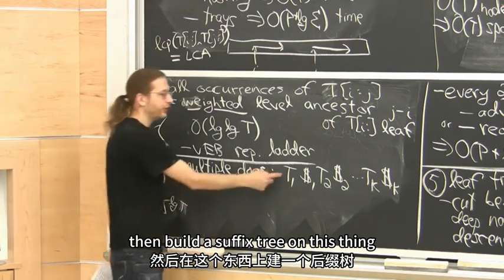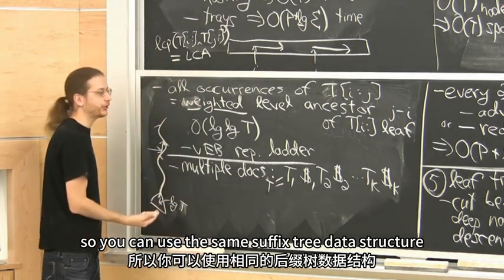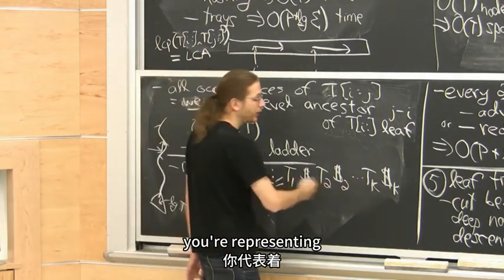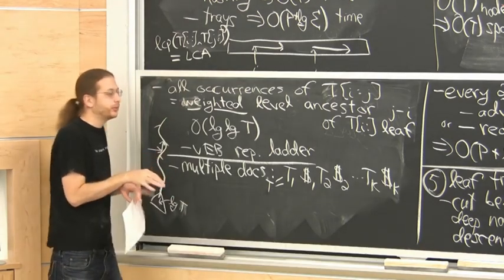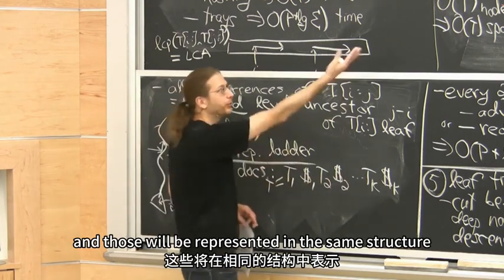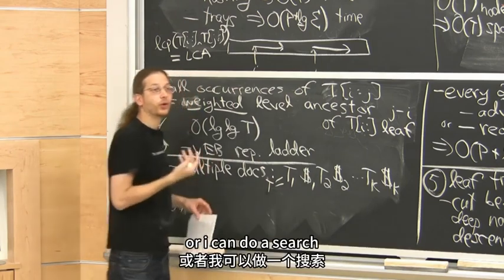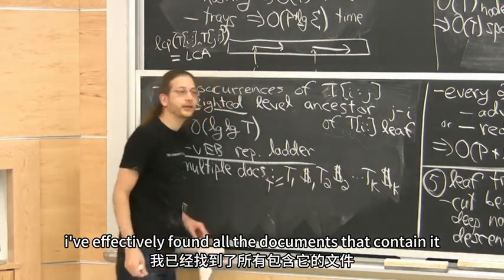Just concatenate them with different $ signs in between them. Then build a suffix tree on this thing, which I'll call T. So you can use the same suffix tree data structure, but now in some sense you're representing all of these documents and all the ways they interweave. Because there are some shared substrings here that are shared by this and whatever, and those will be represented in the same structure. Or I can do a search, and then I've effectively found all the documents that contain it.